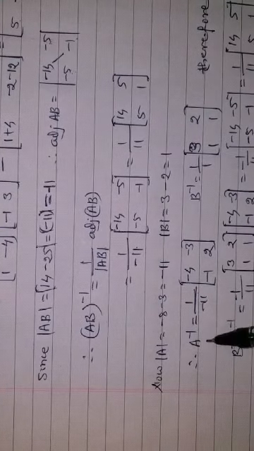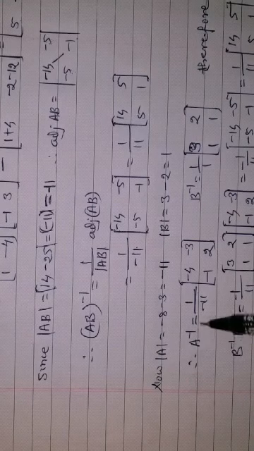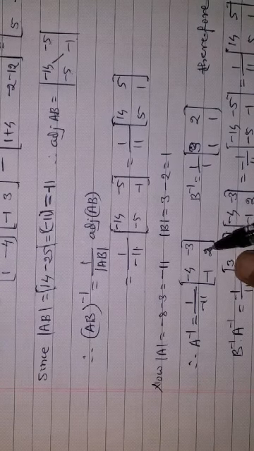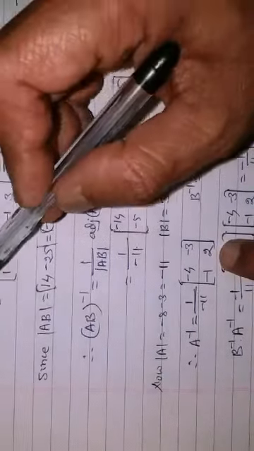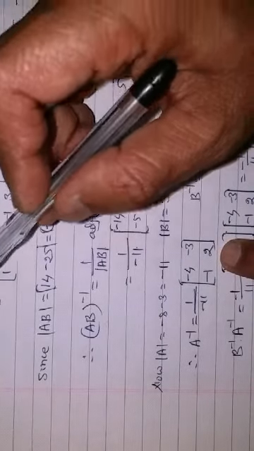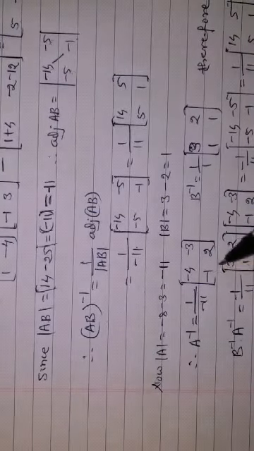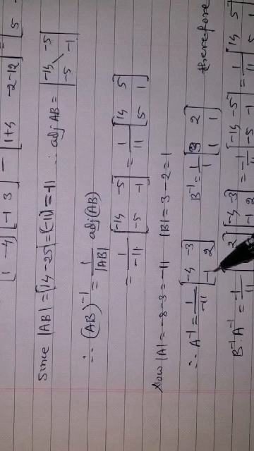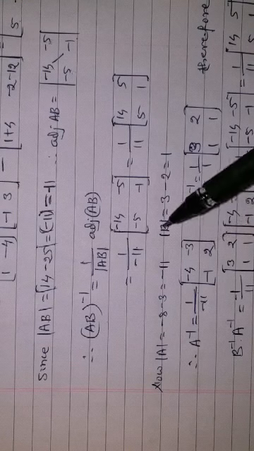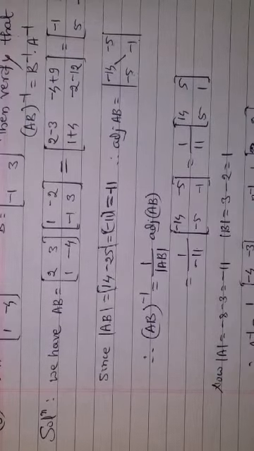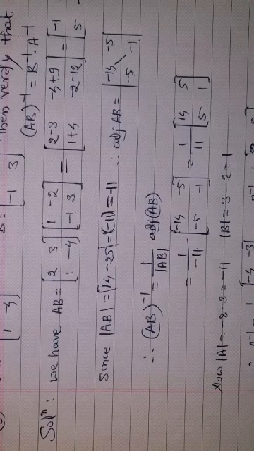Then by using A inverse equals 1 upon the determinant of A, that is minus 11, into the adjoint of A. For the adjoint, directly interchange the principal diagonal elements, minus 4 and 2, then change the signs of the secondary diagonal elements. Hence the adjoint of A is minus 4, minus 3, minus 1, 2.